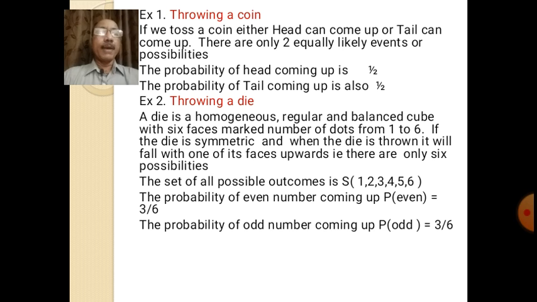Let us find the probability by taking some examples in case of a die. The probability of an even number coming up. So, let us find the probability of a face with an even number of dots coming up. Even numbers are 2, 4 and 6. So, there are only 3 favorable possibilities and the total equally likely events are 6. So, 3 by 6 is the probability of an even number coming up. Similarly, the probability of an odd number coming up is also 3 by 6.